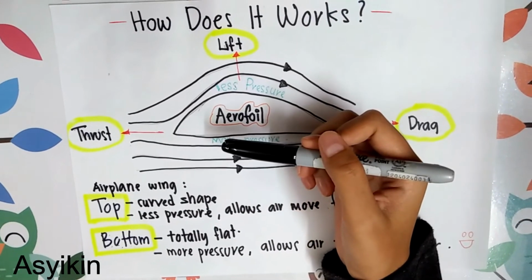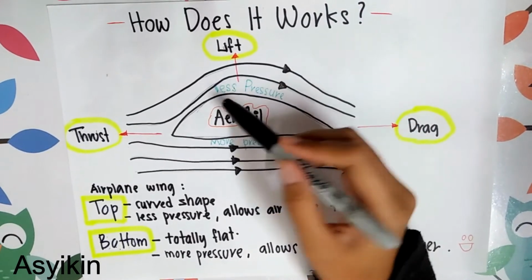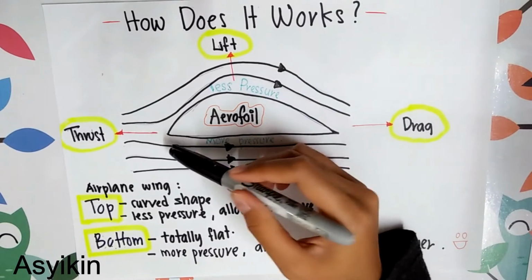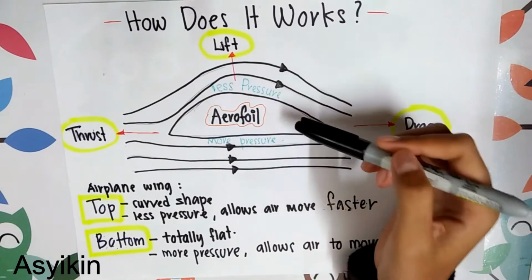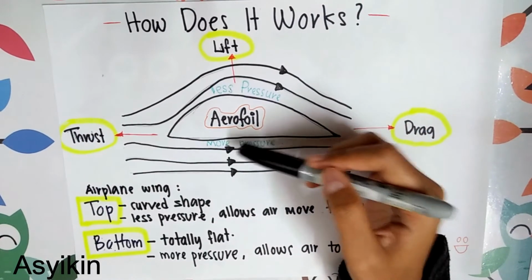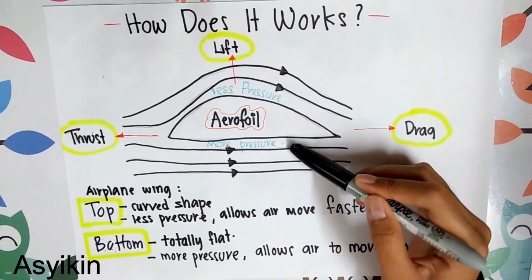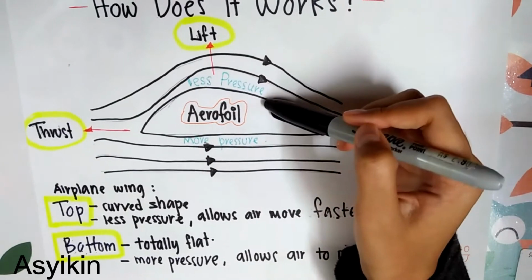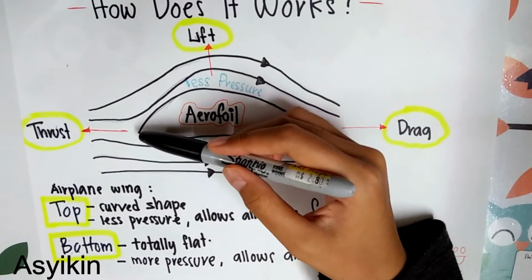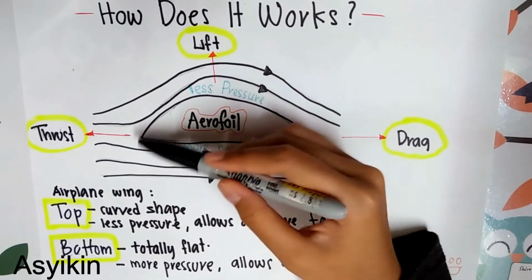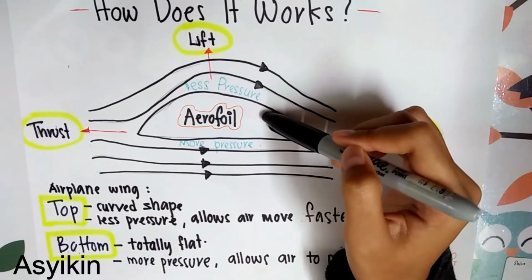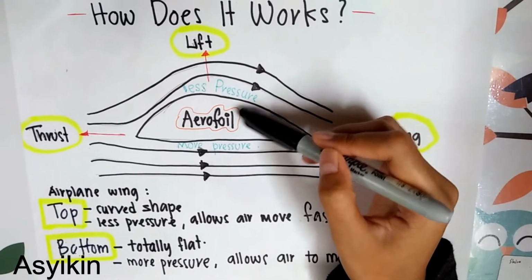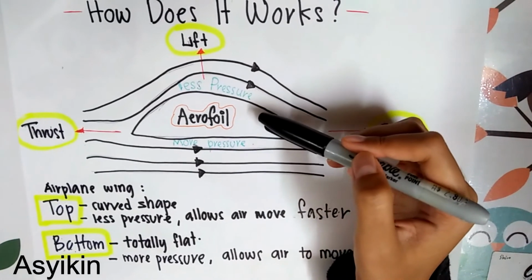Now for the bottom, it allows the air to move slower, which creates more pressure on the bottom. Then the top allows the air on top to move faster, which creates less pressure. So this will make the plane fly.